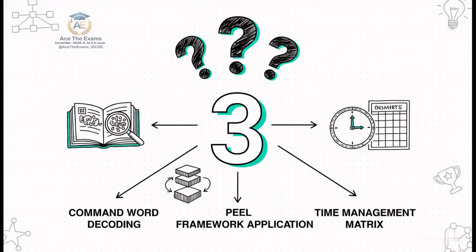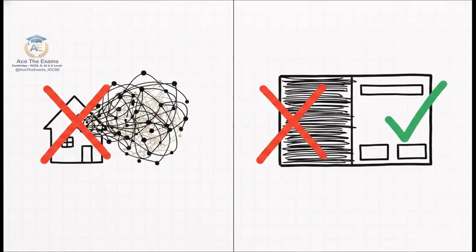Rule 1, command word decoding. Rule 2, Peel framework application. And Rule 3, the time management matrix. If you master these 3 rules, you are practically bulletproof. These 3 traps act as a serious cautionary tale, warning us that ignoring presentation or misinterpreting the specific context will immediately derail your entire score.